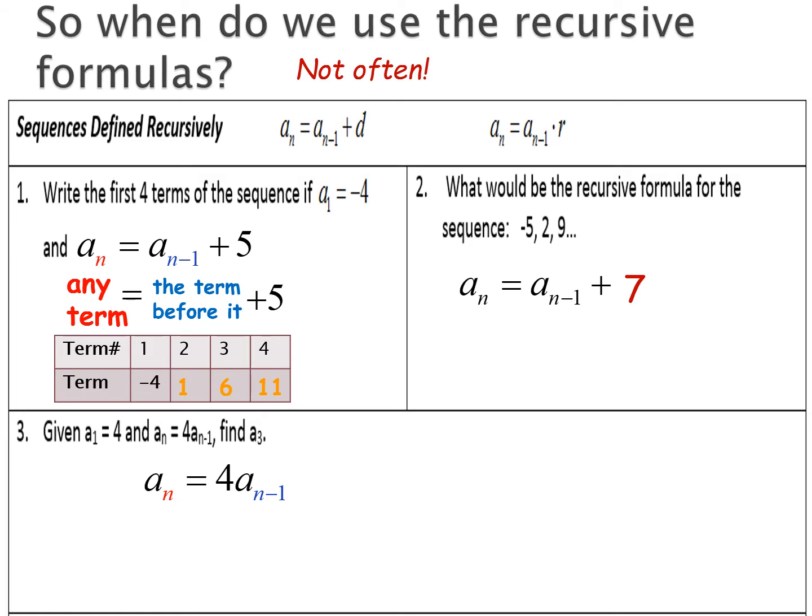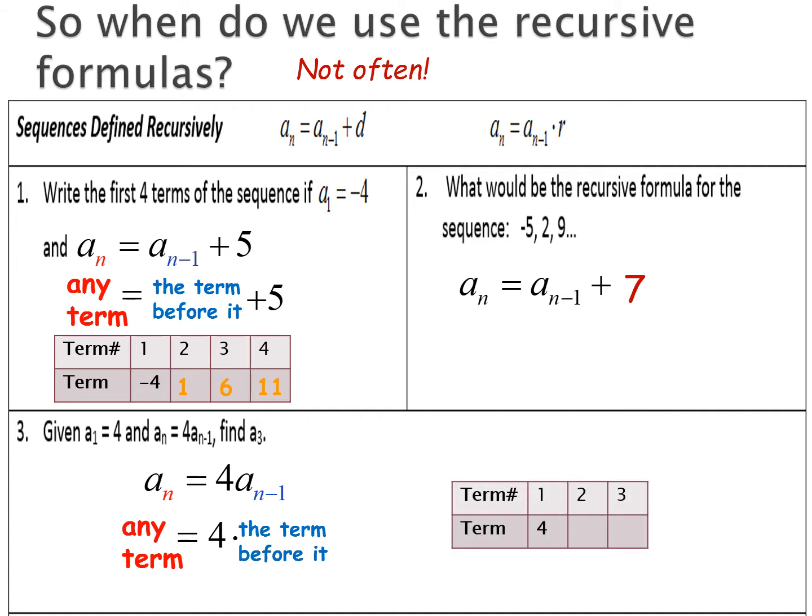Let's take a look at number 3. It says given that a sub 1 is 4 and a sub n is equal to 4 times a sub n minus 1. The indication that this is recursive is that we see n minus 1 as a subscript. Find a sub 3. So here we go. A sub n, any term, equals 4 times the term before it.